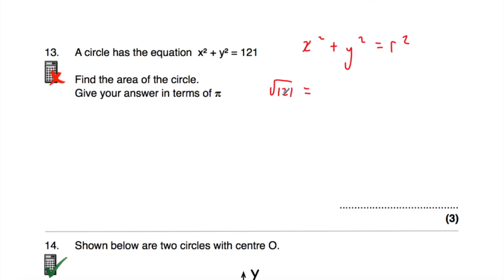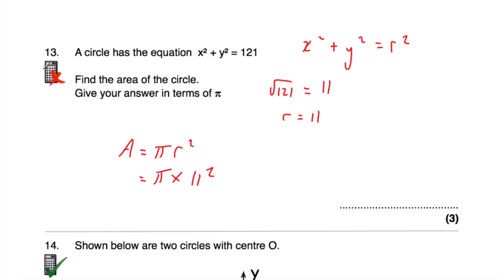So the square root of 121 will be 11, because 11 times 11 is 121. So it means the radius of the circle is equal to 11. Now we want to find the area of the circle. So the area of the circle, well, area is equal to pi r squared. So we just need to do pi multiplied by the radius, which is 11 squared.